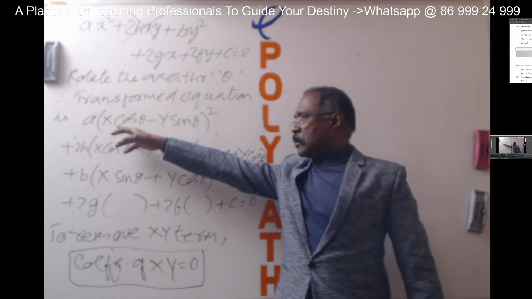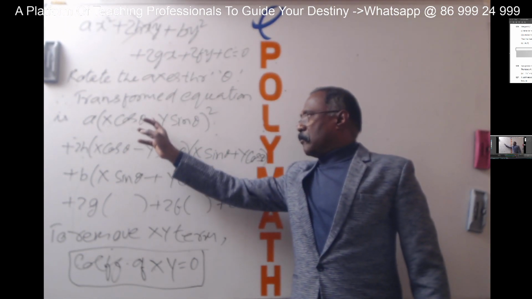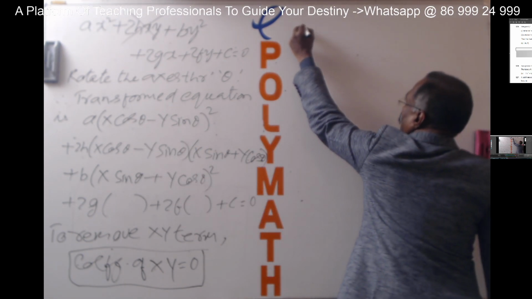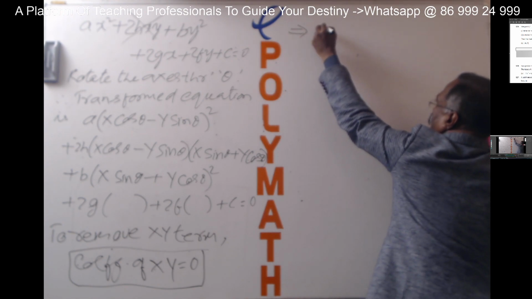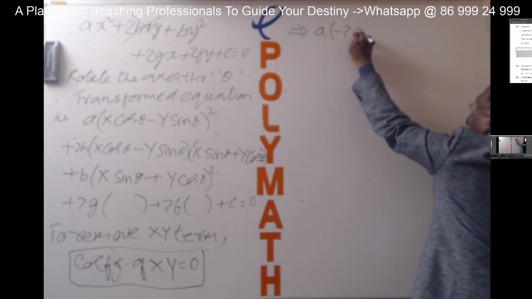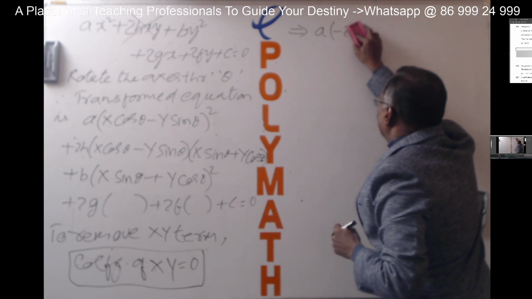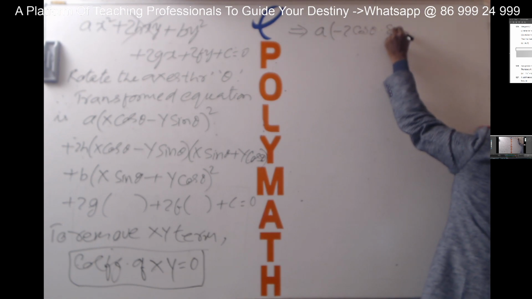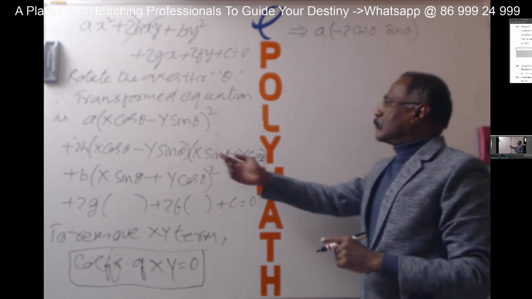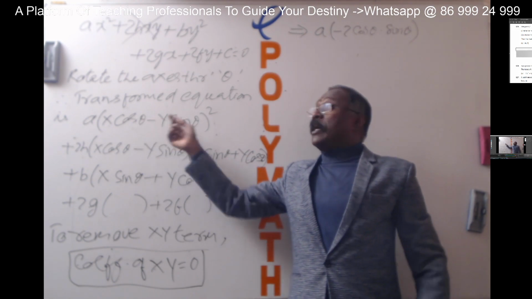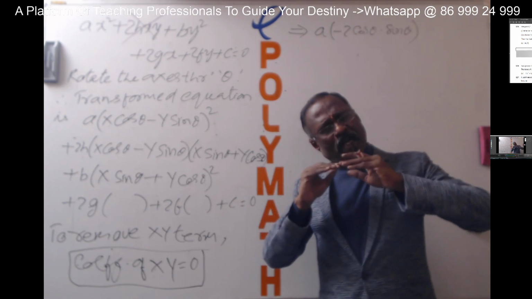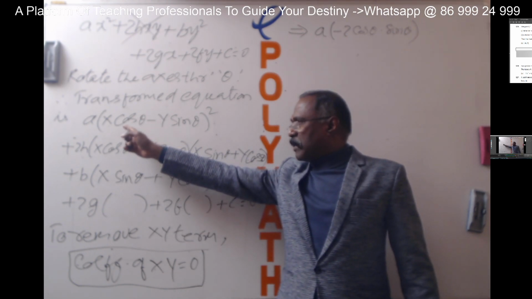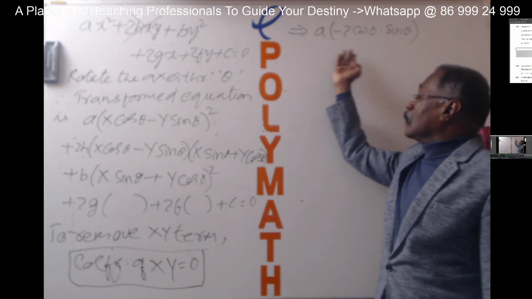If you expand this, a minus b whole square, a square minus 2ab plus b square. Here you will get a into minus 2 cos theta sin theta. The xy coefficient is to be taken, don't forget, because it is to be equated to 0. What is the coefficient then? Minus 2 sin theta cos theta. That's what I wrote. A is already there.